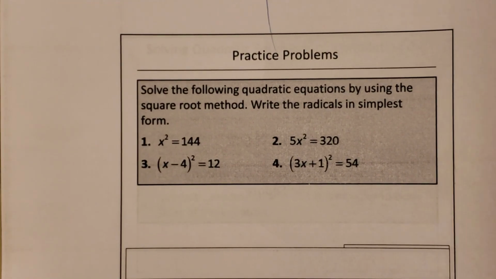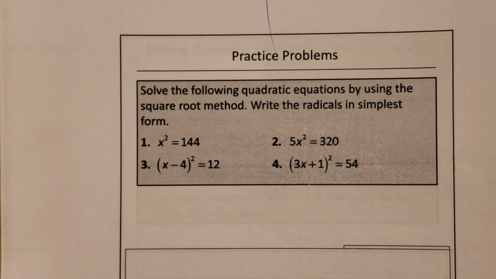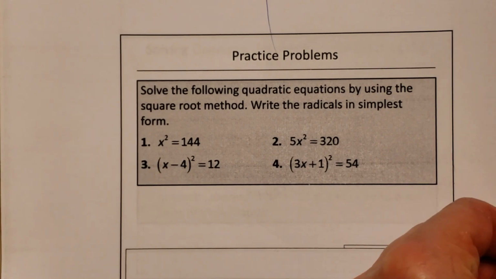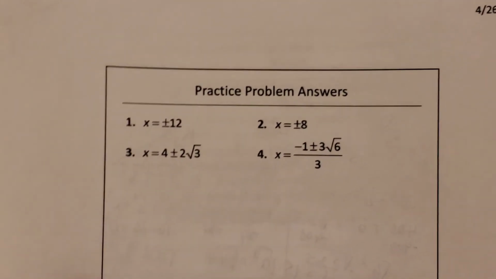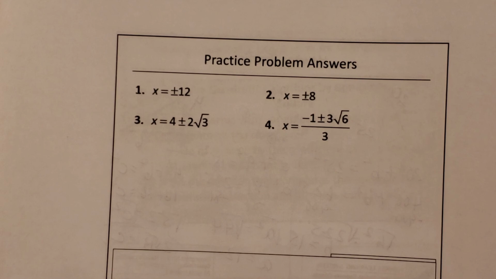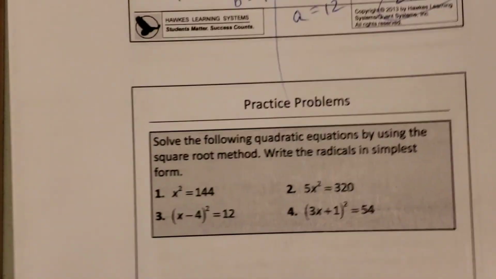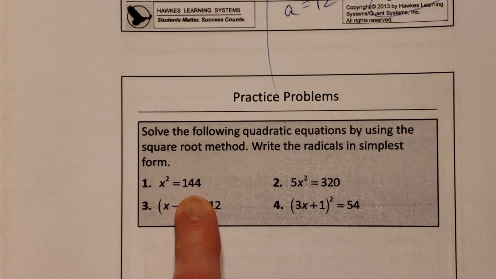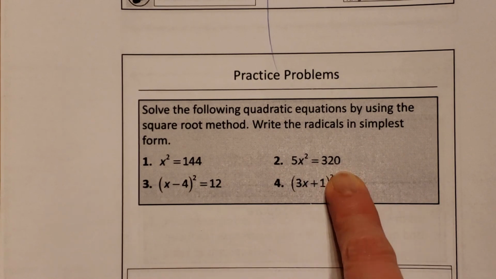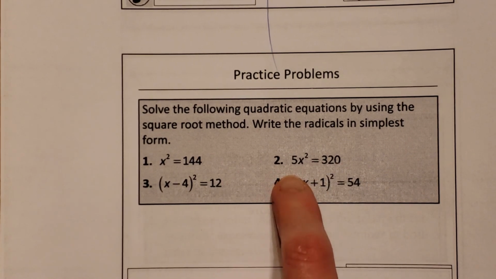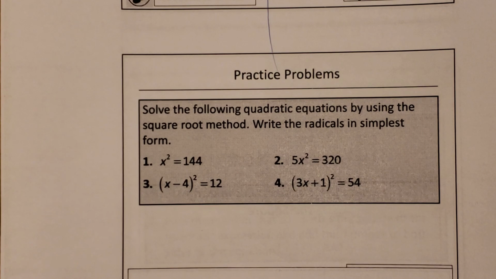All right, so I've given you guys some practice problems and I have provided the answers to you. The only one that looks a little tricky to me, let's do number 4. I think y'all can handle the rest of them. They're not that difficult. So number 1, you're just finding the square root of 144, which is both 12 and negative 12. Here you're dividing 320 by 5, and then you find the positive and negative square root of that number.